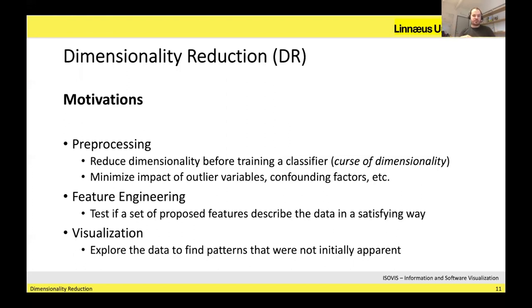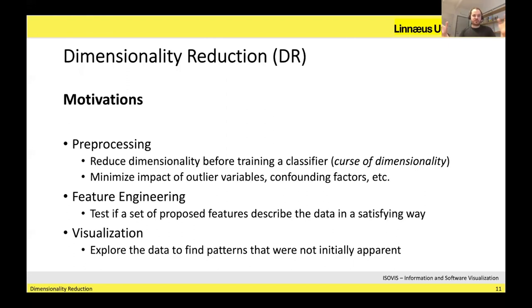And then there is visualization, which is to explore the data to find patterns that were not initially apparent. So again, if you have 100 dimensions, then you may get curious, like, what is in this data set? Are there patterns in it? Are there structures? Are there clusters in this thing? Are there connections between the variables? So you can use visualization for that, in many different ways, but if you have 100 dimensions, then it becomes really, really hard to visualize. How can you visualize 100 dimensions? How can you visualize even 4 or 5 dimensions? Anything above 3 becomes very hard to visualize.